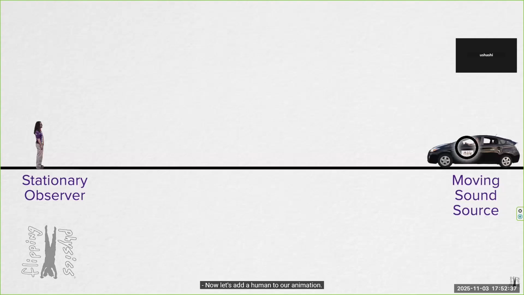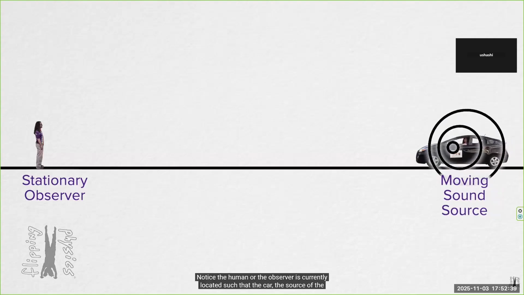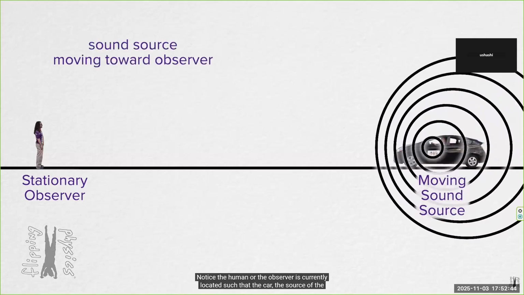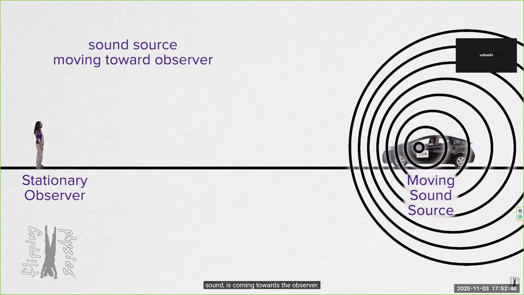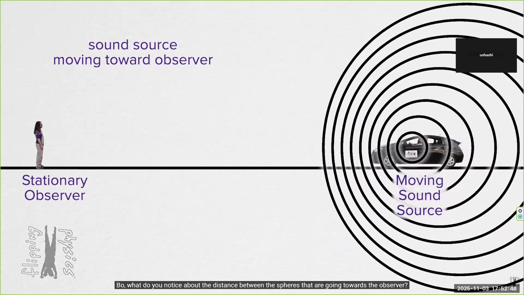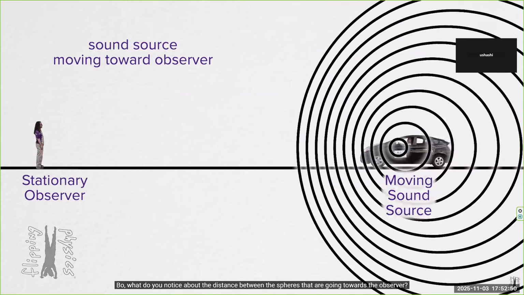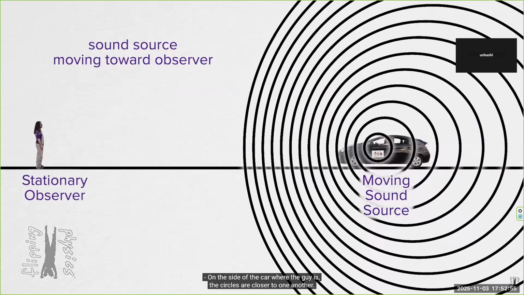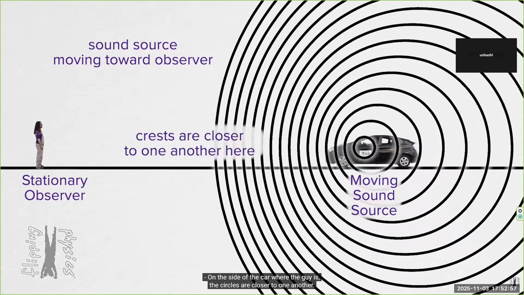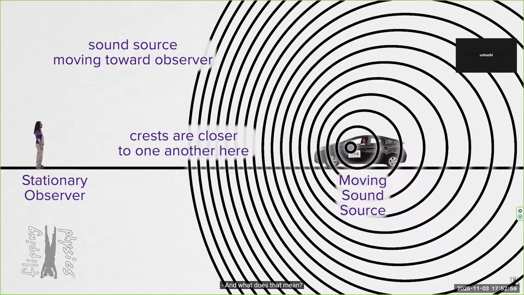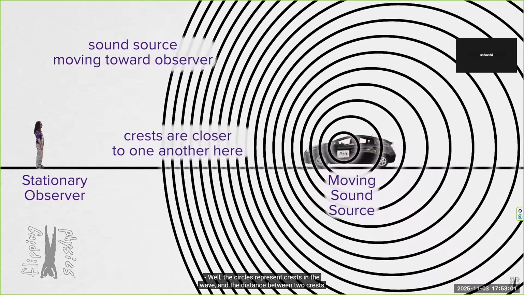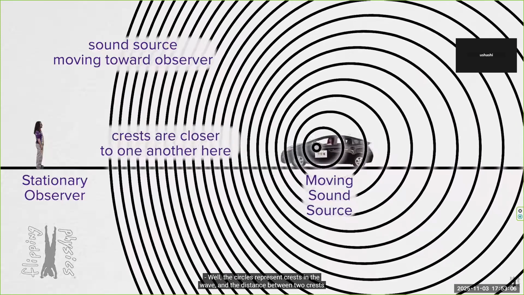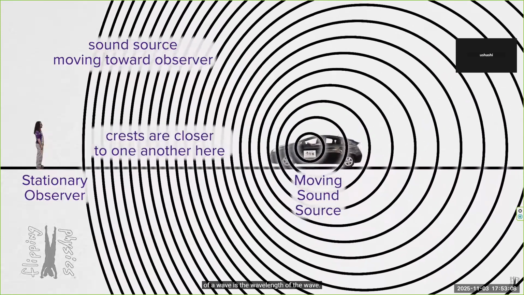Okay. Now let's add a human to our animation. Notice the human, or the observer, is currently located such that the car, the source of the sound, is coming towards the observer. So, what do you notice about the distance between the spheres that are going towards the observer? On the side of the car where the guy is, the circles are closer to one another. And what does that mean? Well, the circles represent crests in the wave. And the distance between two crests of a wave is the wavelength.